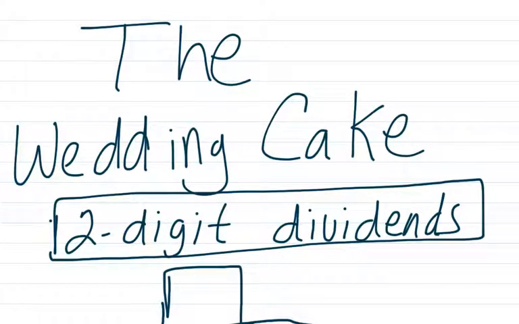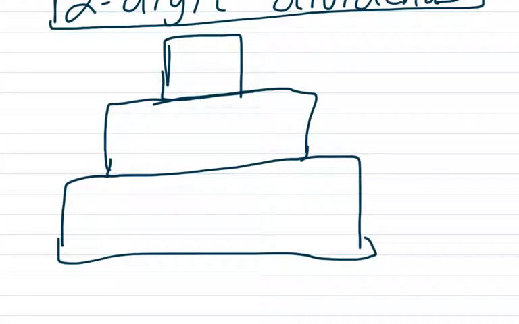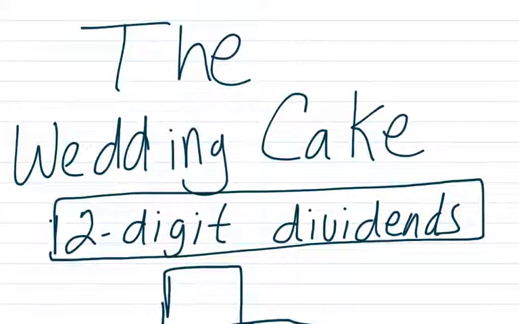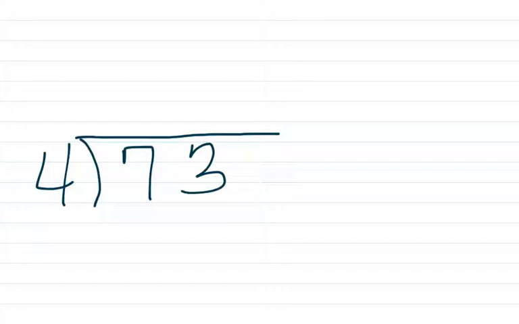Alright, so welcome to the wedding cake with two-digit dividends. We're going to start this off slow and we're going to work our way up. And as y'all can see, I do have my beautiful wedding cake right down here on the bottom. So let's look at an example. Let's work our way all the way through the example.